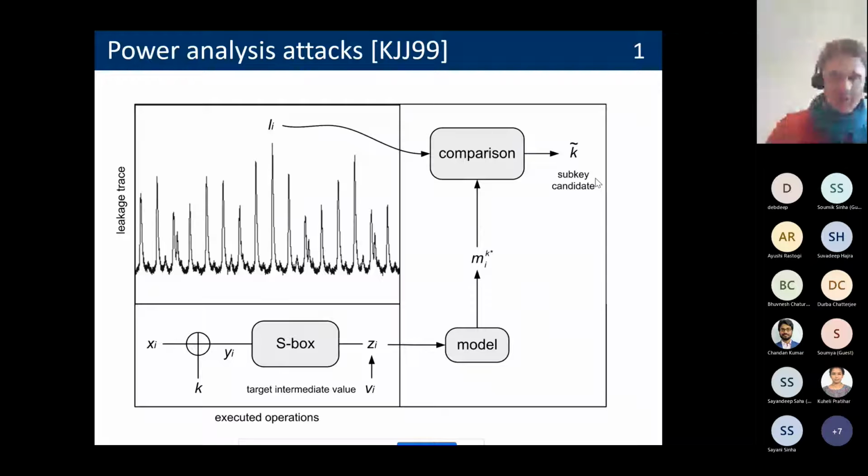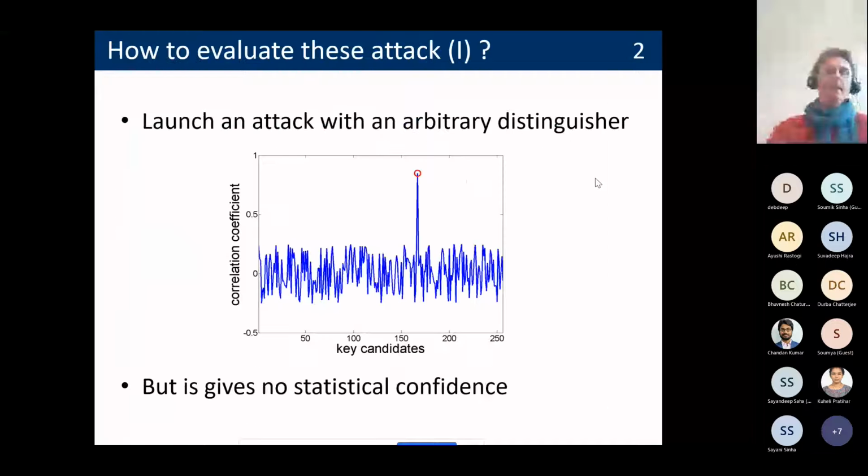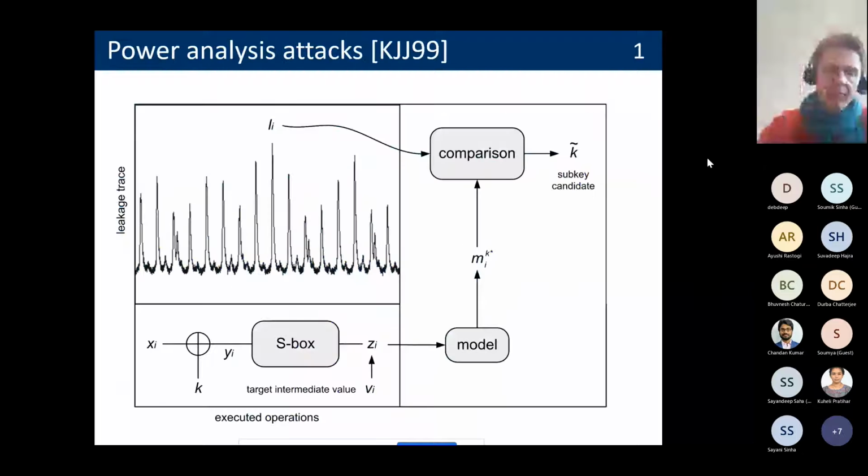So that's it. What directly comes up from this attack, and what was the beginning of our questions, is the problem of how to evaluate these attacks. You have multiple problems, but mostly you have a statistical evaluation based on a model that maybe does not perfectly represent reality.